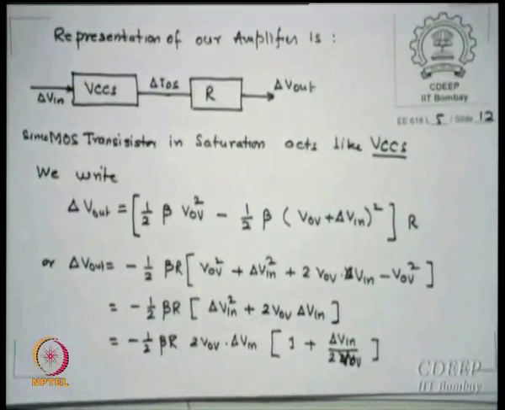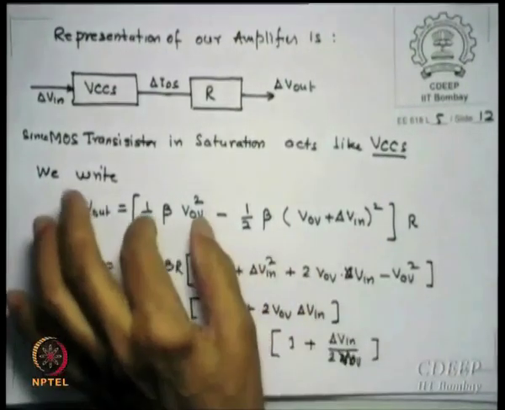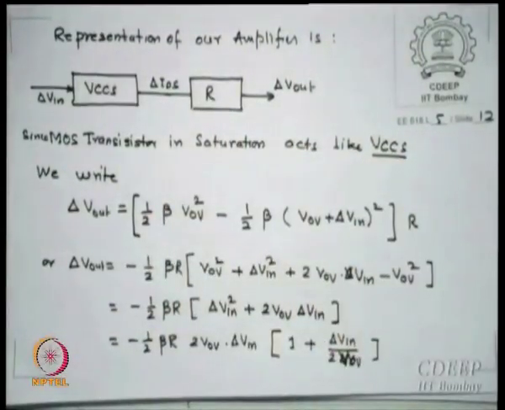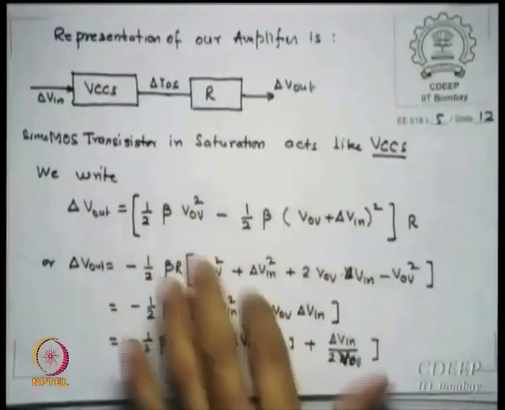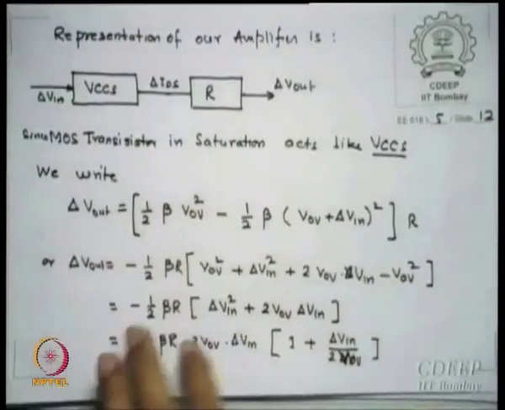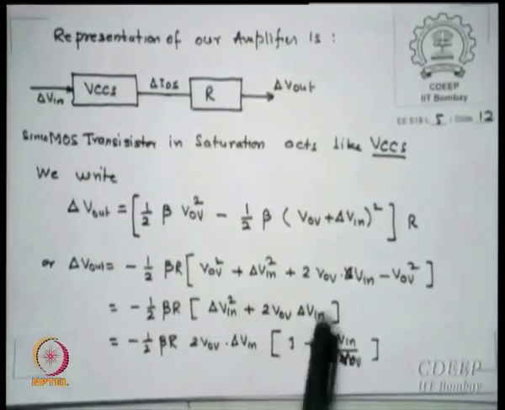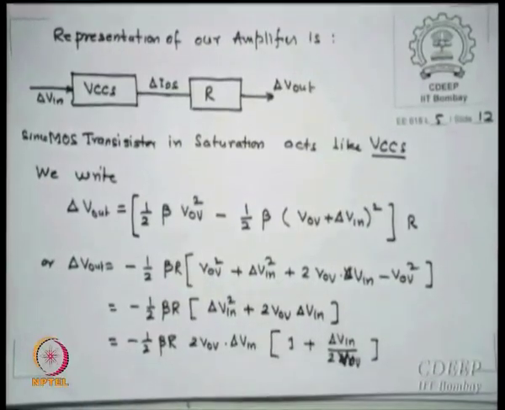Have you written down? Please write down. I repeat, what did I do? AC is nothing but total minus DC; this is with signal, this is without AC signal. So the subtraction leaves only the AC signal, okay. I am now going to get another gm expression which is very relevant, and that's what designers should look at. That's why I brought these expressions for you. Expanding this, V_OV squared plus delta V in squared plus 2 V_OV delta V in minus V_OV squared, so the V_OV squared cancels. I take this term out, so I get this term. Is that okay?